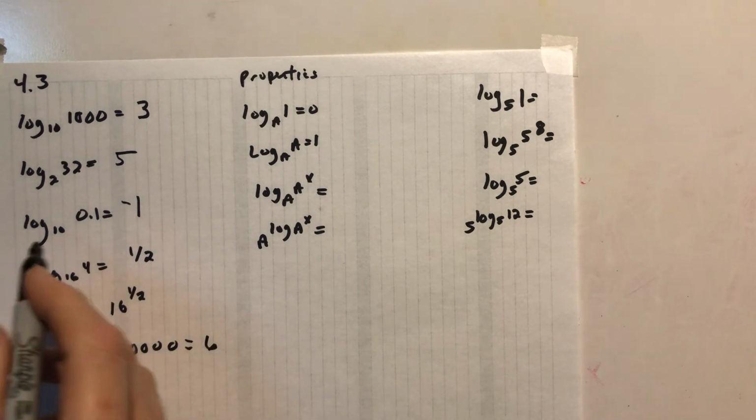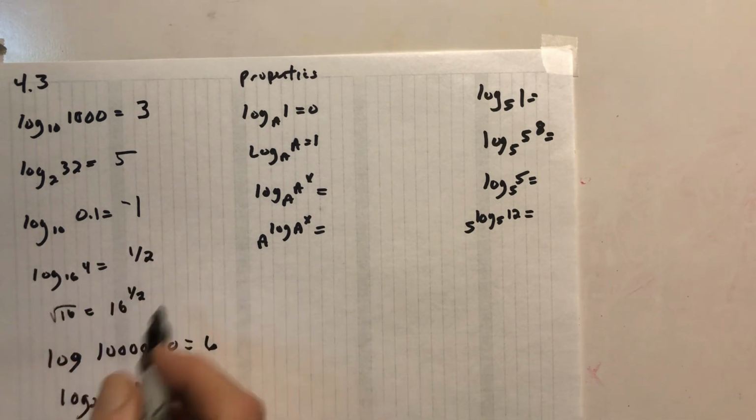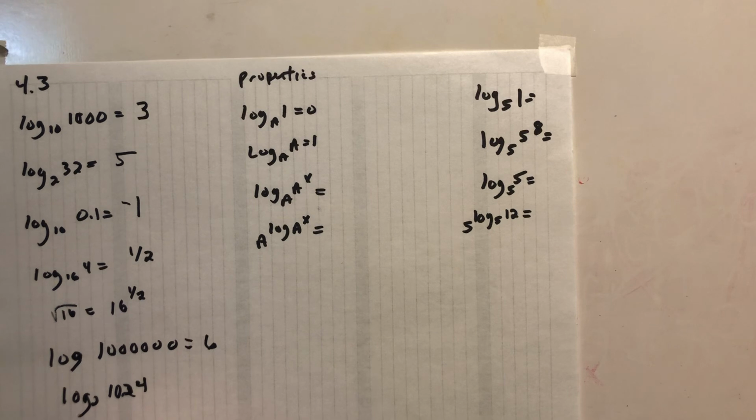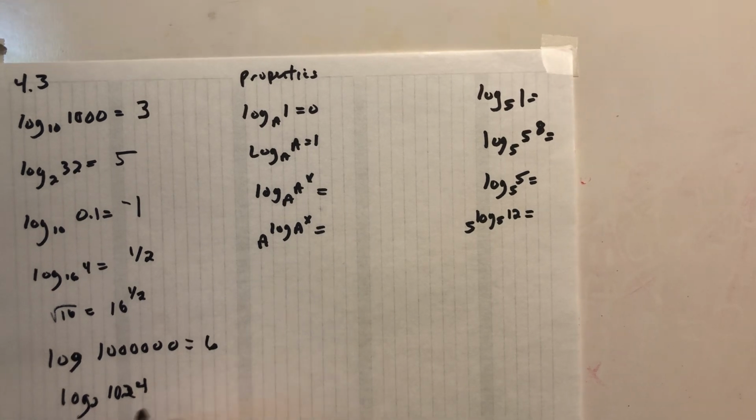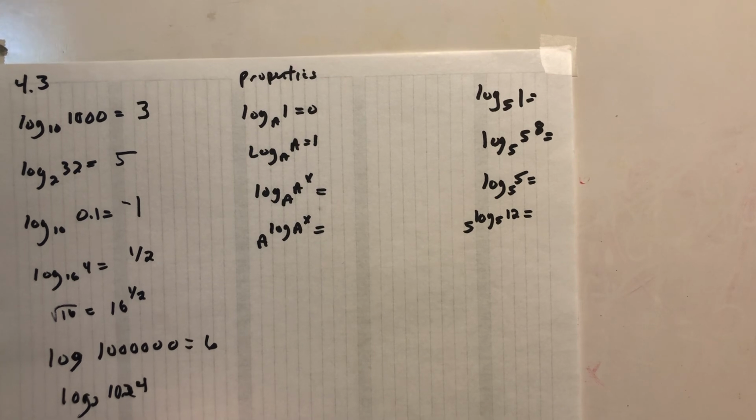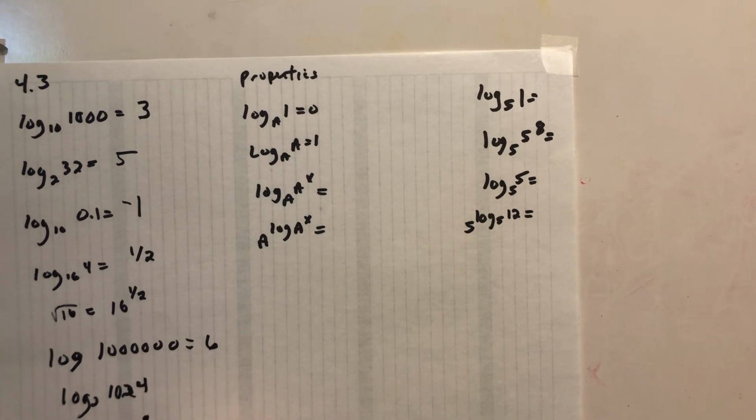All right, let's do one more of these. What's log base 64 of 8? Well, 8's the square root of 64, so the answer is 1/2.